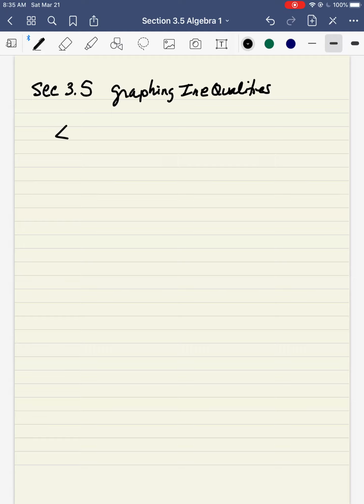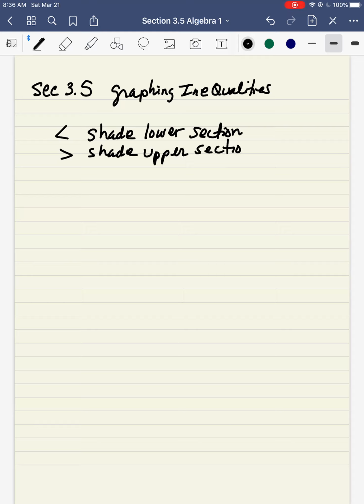So if it's less than, you shade the lower section. If it's greater than, you shade the upper section. Both of these will be a dotted line or a dashed line because the line is not in the solution.